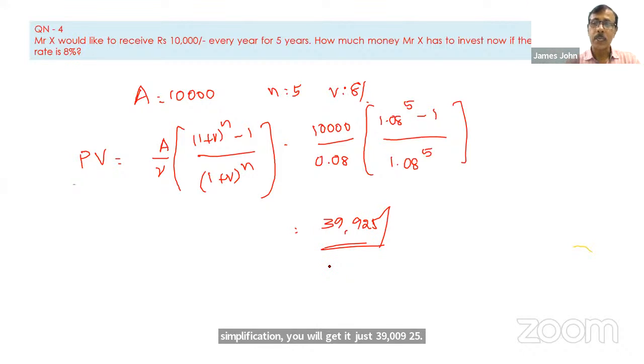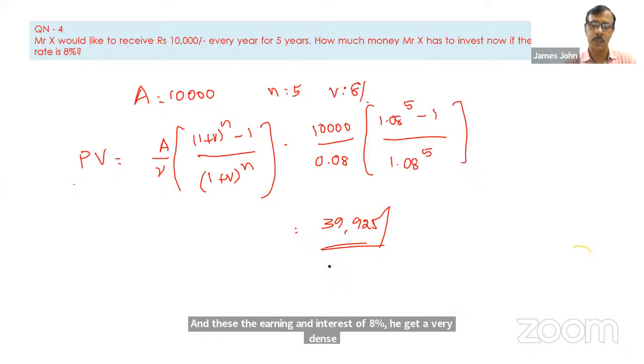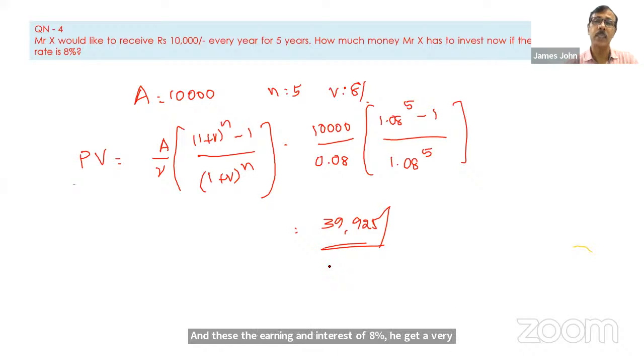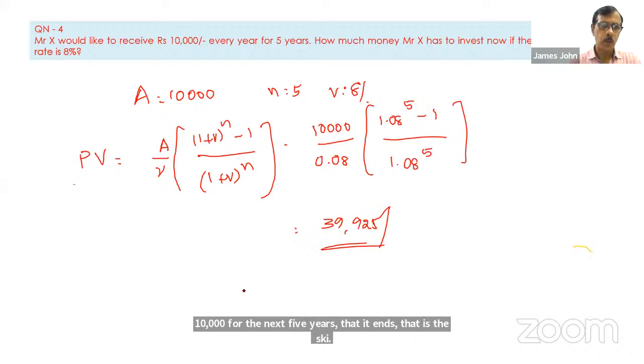That means if a person is depositing 39,925 now, and he is earning an interest of 8%, he gets 10,000 every year for the next 5 years. There it ends. That is the scheme. Clear? We'll move on to the next question.